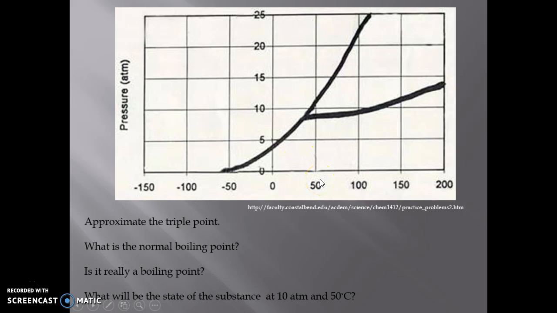And finally, what would the state be at 10 atm and 50 degrees? We've got a liquid, barely a liquid, just above its melting point there. All right, so that's how you use that graph. Okay, so that should be the last slide to take a look at. So go ahead and read those sections in the book, and then we'll work on problems to follow.